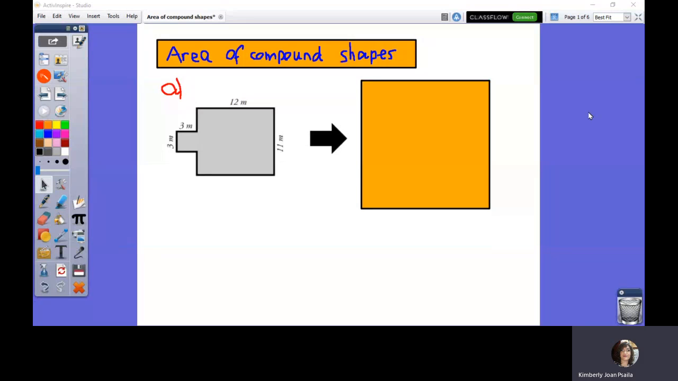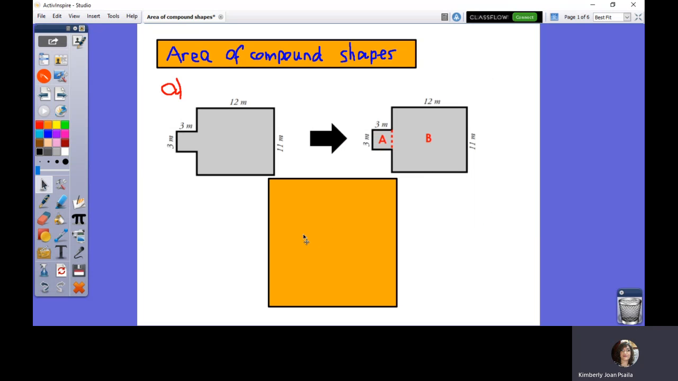Hello, today we're going to cover area of shapes. Okay, so what is a compound shape? A compound shape like this includes other smaller shapes in it. For example, if I divide this shape, you should see a small square and another rectangle here. So a compound shape is made up of smaller shapes.